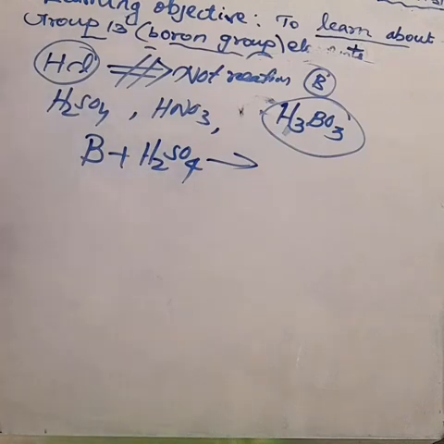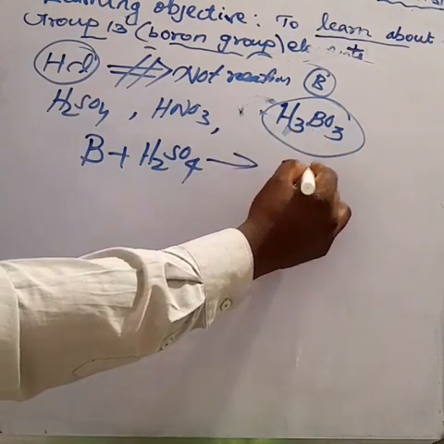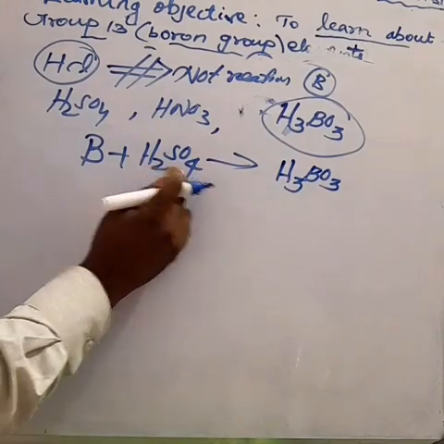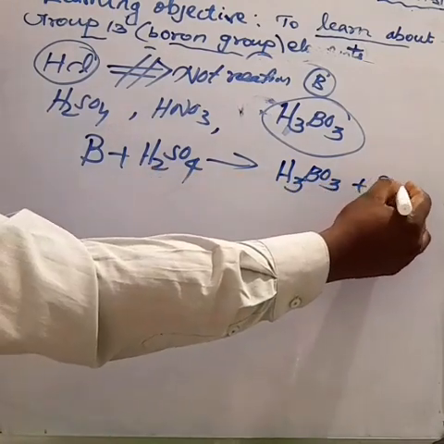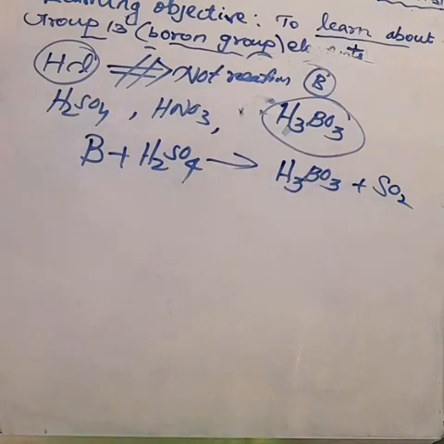So boron reacts with sulfuric acid. We get boric acid. What is the formula? H3BO3. And also here the evolution of sulfur dioxide, SO2. What is the formula for sulfur dioxide? SO2. Okay, my dear children. So how can you balance the equation? Here equation balancing is very, very important. So how can the reaction be easily balanced?